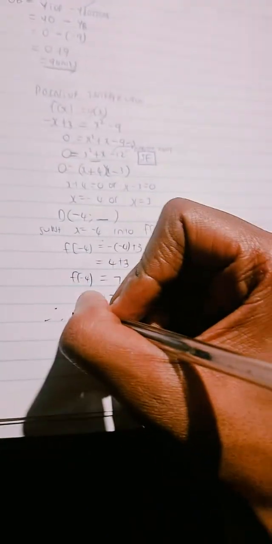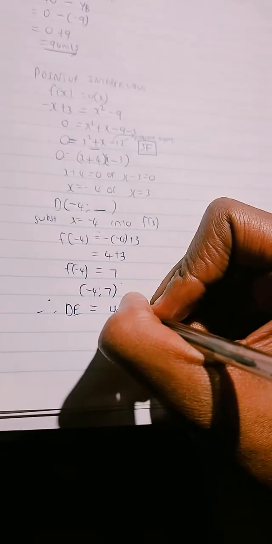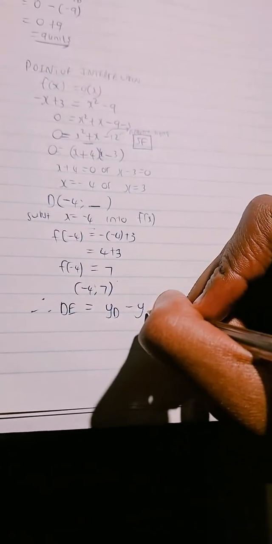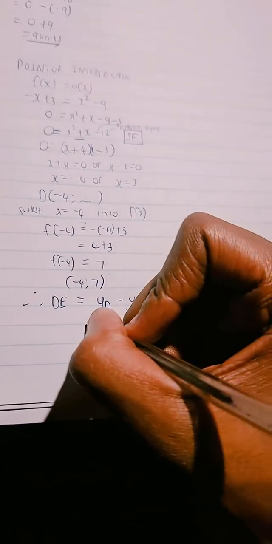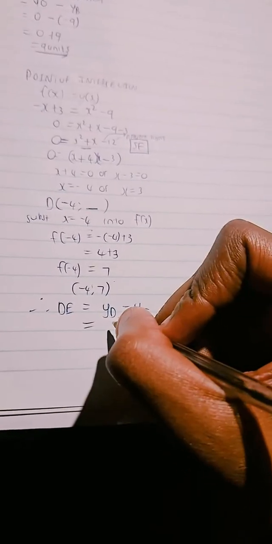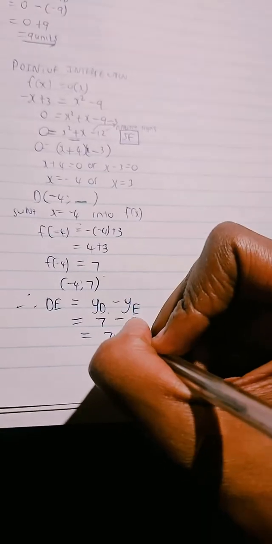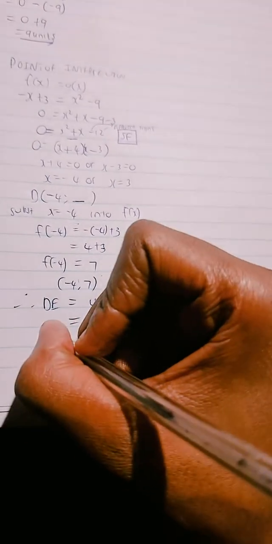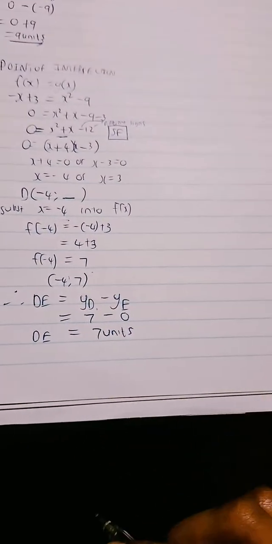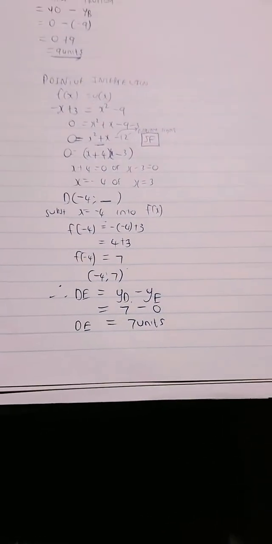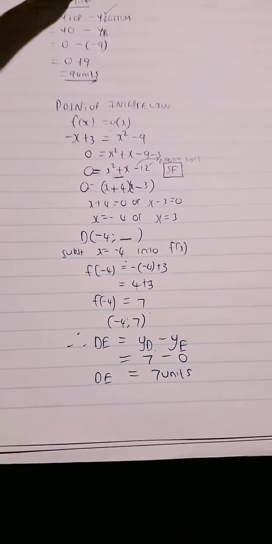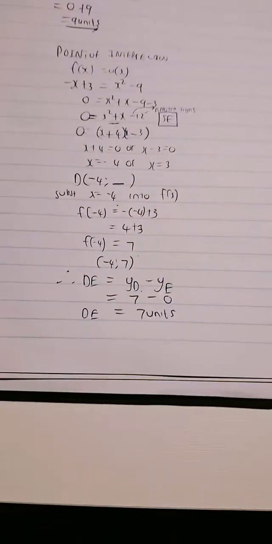So now when I want to calculate DE, it's y at the top, which is D, minus y at the bottom, which is E. The y coordinate of D is 7. The y coordinate of E is 0. 7 minus 0 is 7 units. It's as simple as that, guys. Okay, 7 units.